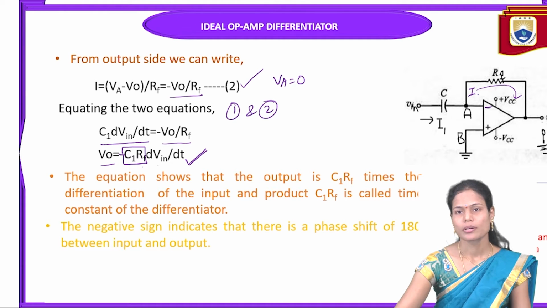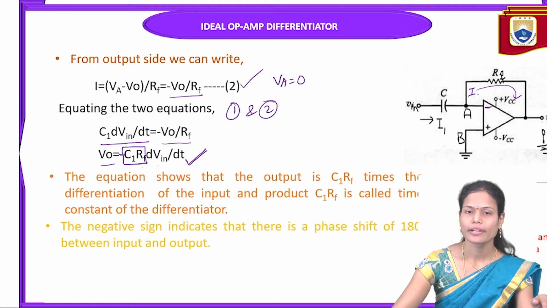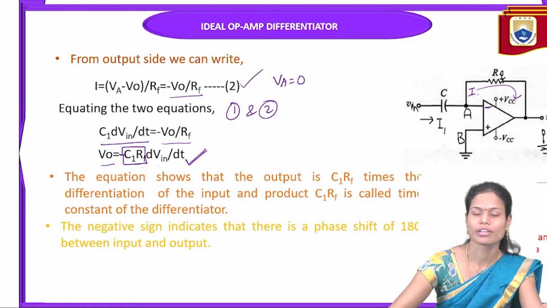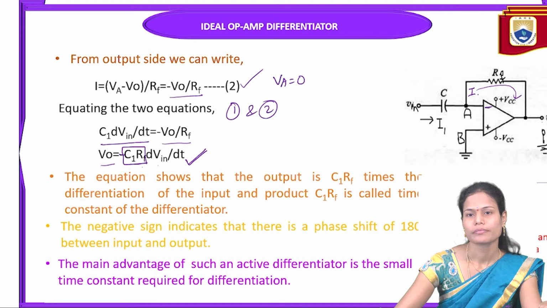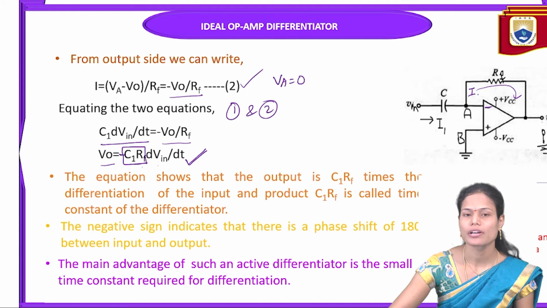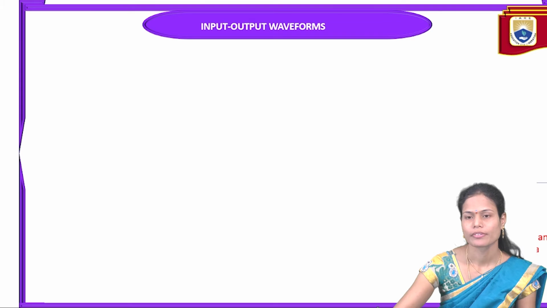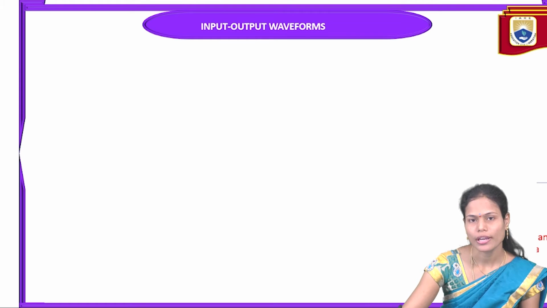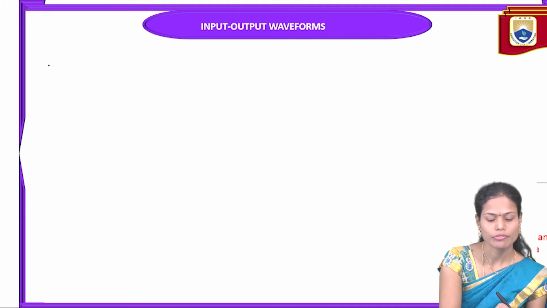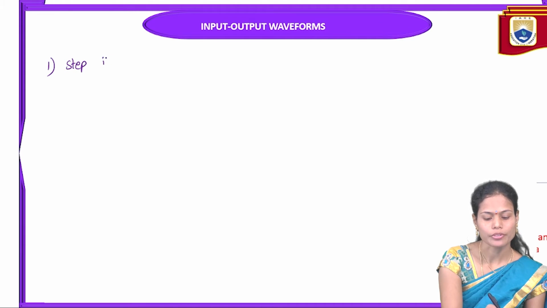Now, to this particular circuit, we will apply different voltage waveforms, and we'll see what output we are going to get. And the main advantage of this op-amp differentiator is that the time constant required for this is very, very small. So while coming to the input as well as output waveforms for this circuit, the first input waveform I am taking here is the step input.